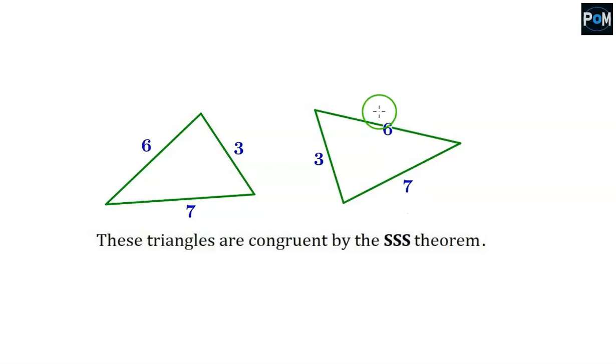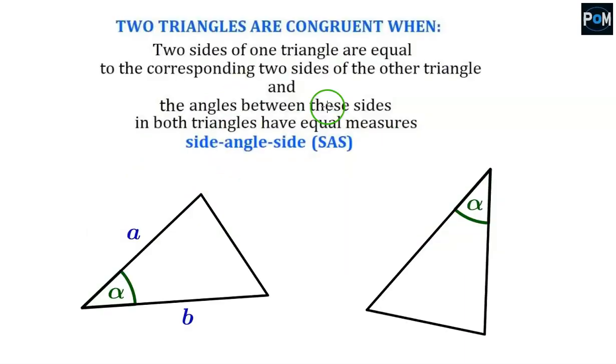And even if 7 and 6 were to swap places, we would still have sides 3, 6, and 7 in this triangle. These sides are the same as in the other triangle, 3, 6, and 7. And that's all about the simplest first theorem of congruence. The second theorem of triangle congruence.